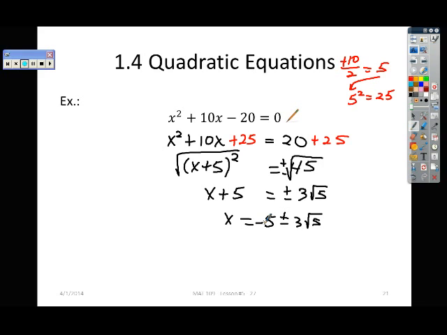Well, first move this number over, then get half of that, square it and add it, then take the square root, then solve.